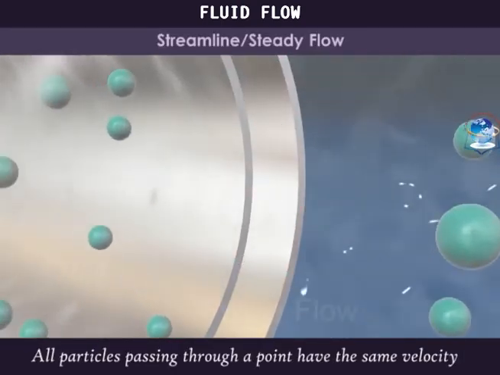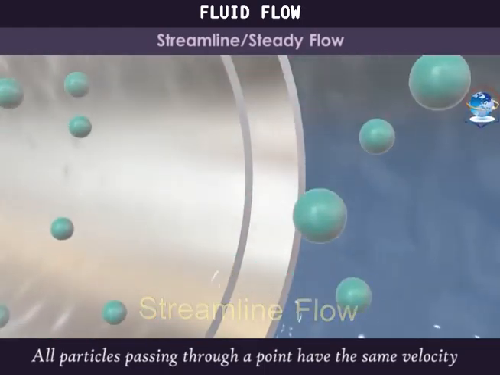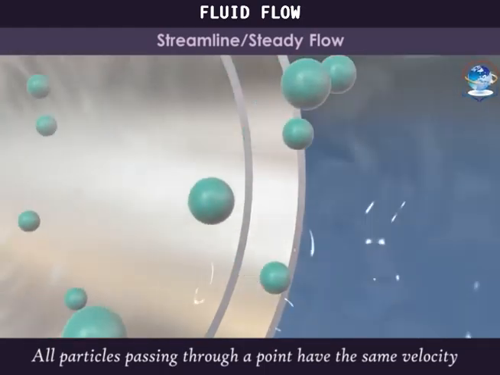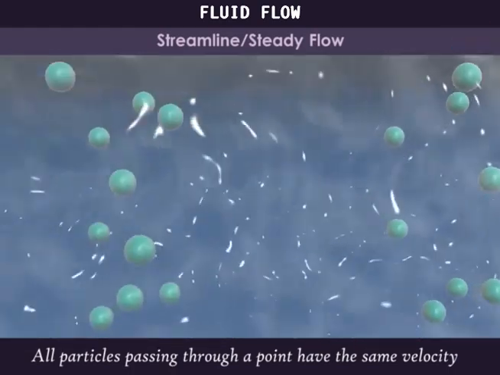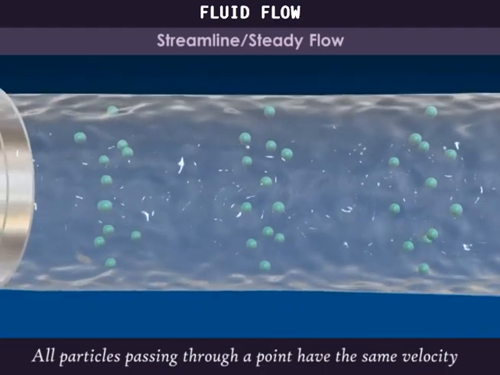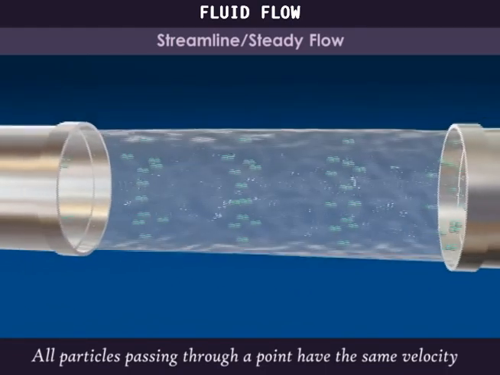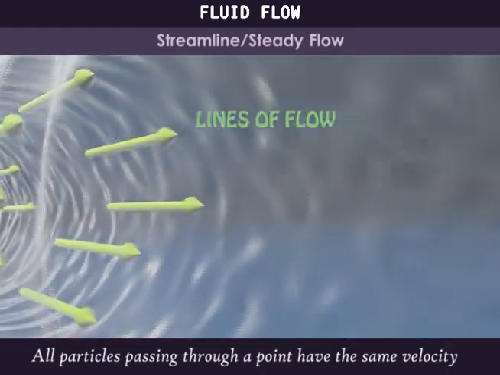If all particles passing through any given point in a fluid have the same velocity, we call it a streamline or a steady flow. The particles trace the same path called the line of flow, which is represented by a line and an arrow.